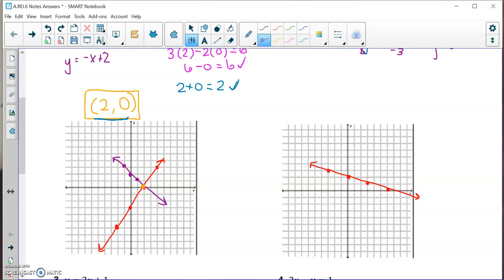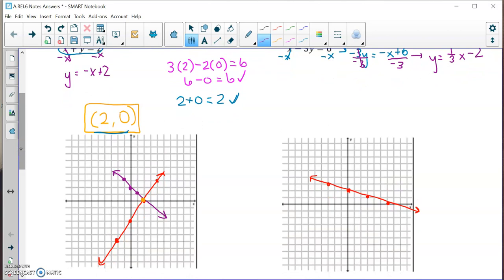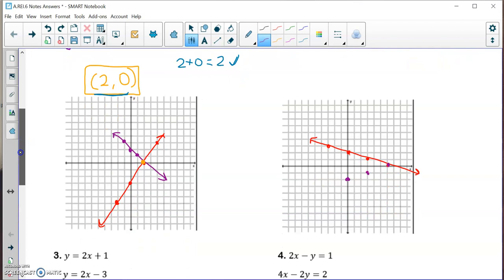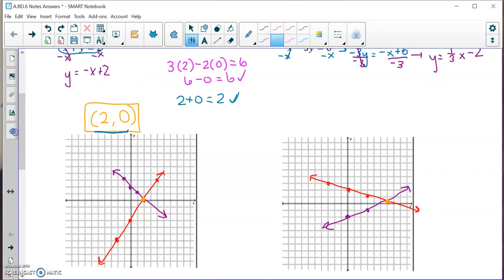Now my purple equation, I have a y-intercept of negative 2 and a slope of positive 1/3, which would mean I go up 1 and over 3, up 1 and over 3. We are just looking at where these two lines intersect on our graph, which we do have their intersection point, which is right here, and that is the point (6, 0).